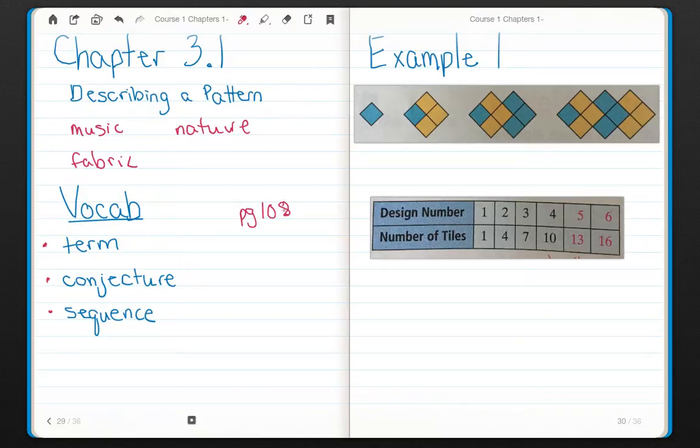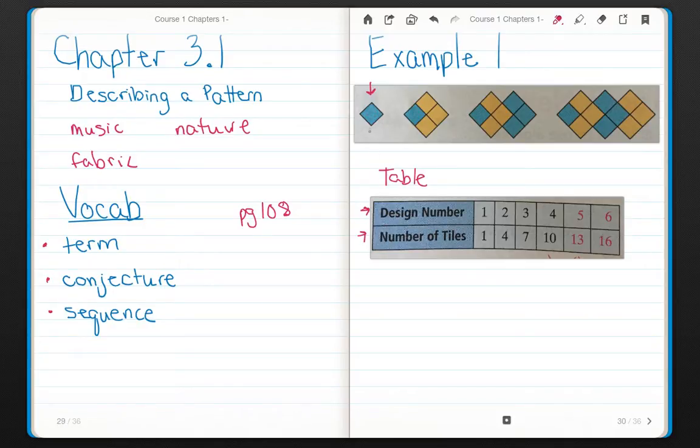So example 1, finding number patterns. Jacob is making a pattern of tiles. The first 4 designs are shown. How many tiles will be in the 5th and 6th designs? So here is the first design. Down here we have a table. And I have the design number and the number of tiles in that design.